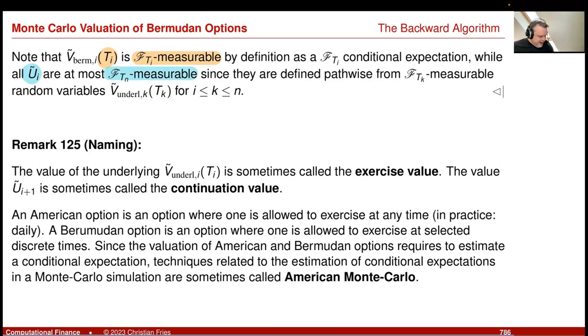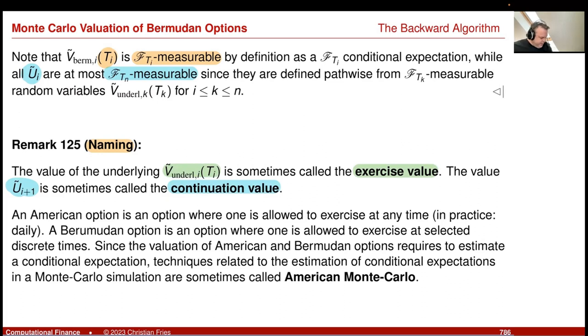Also a remark on the naming. The value that I receive upon exercise is sometimes called the exercise value. And this random variable U tilde i+1, the value that I receive if I do not exercise in T_i, if I continue, is called the continuation value, the collection of all the future underlyings.